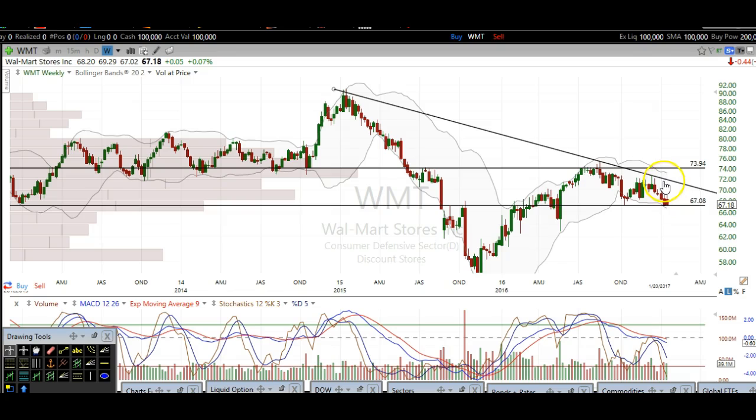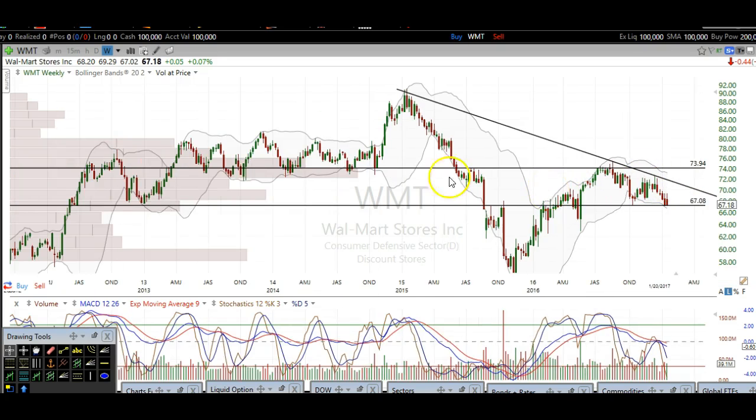So this is a downtrend line that you definitely need to be aware of for Walmart. And you can see we had this support right here at about $73, $74. And you can see it became resistance here, and it became resistance here. So some very clear levels here on Walmart that you need to be aware of.